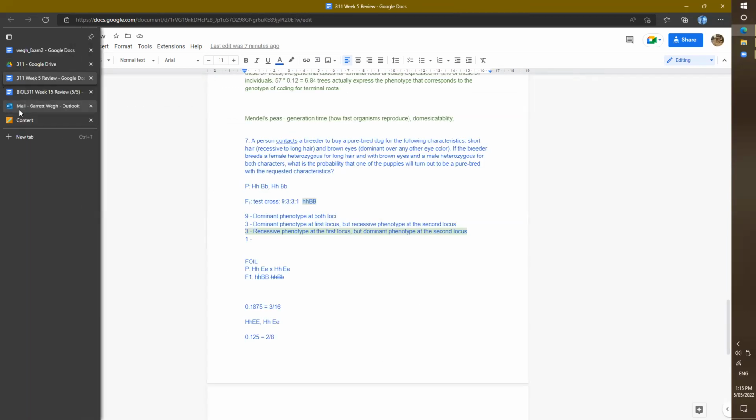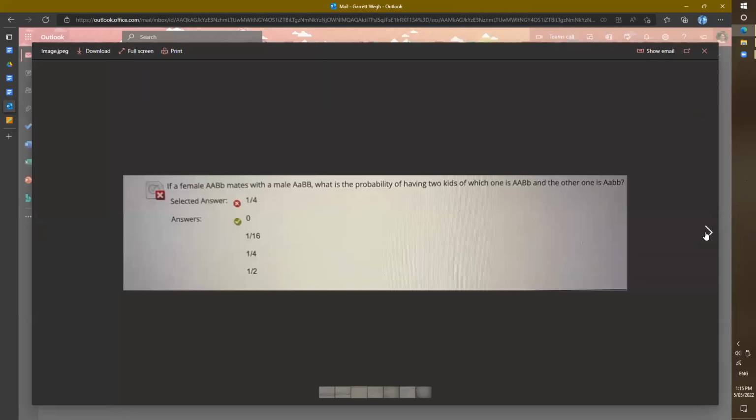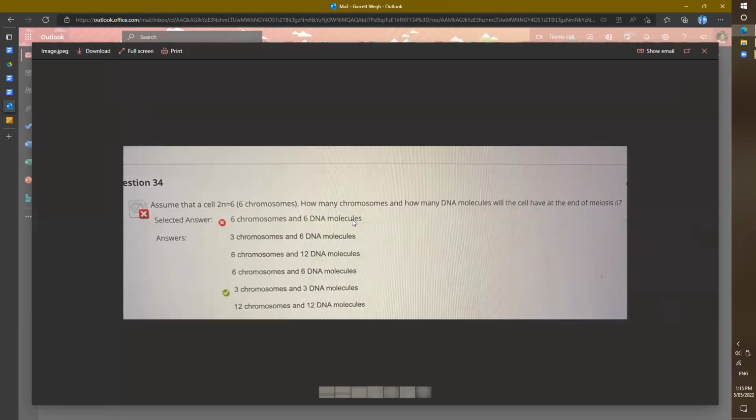Okay, next question, if no one has any concerns about that one. Assume that a cell 2n equals 6. How many chromosomes and DNA molecules will the cell have at the end of meiosis 2? So firstly, before I answer this, what is this even talking about? What topic does this pertain to?